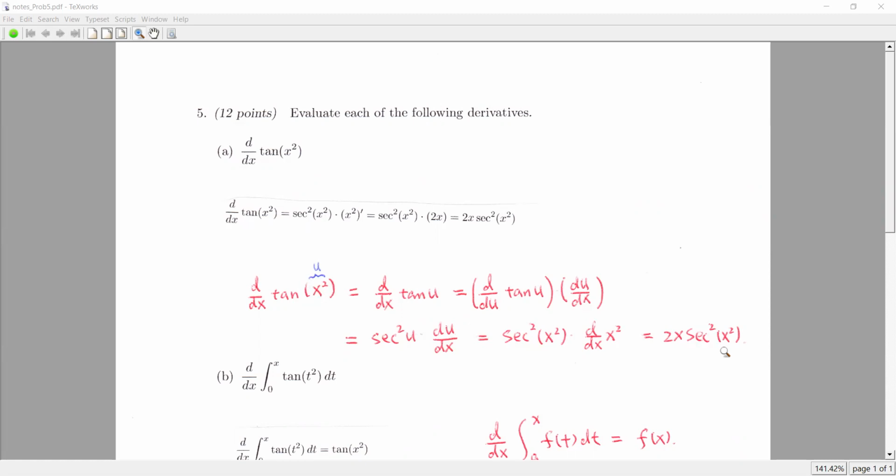If you are familiar with the chain rule, you can skip this step, and this step, and write your solution from here directly to here.